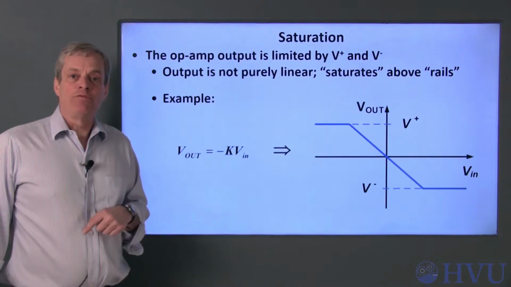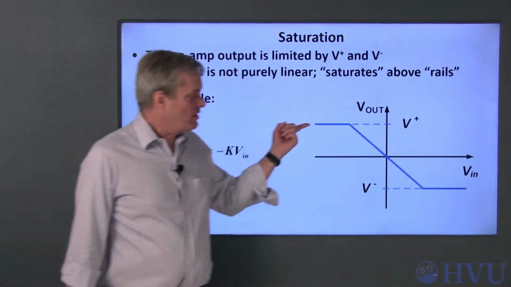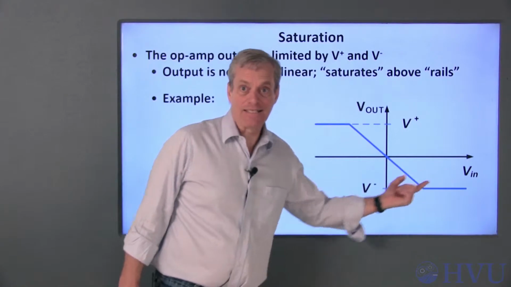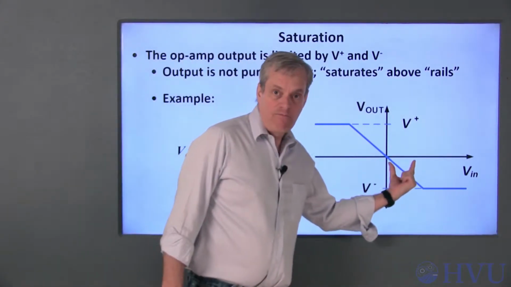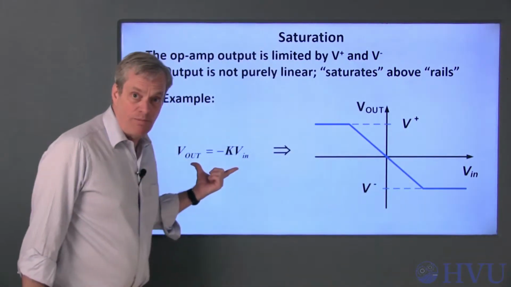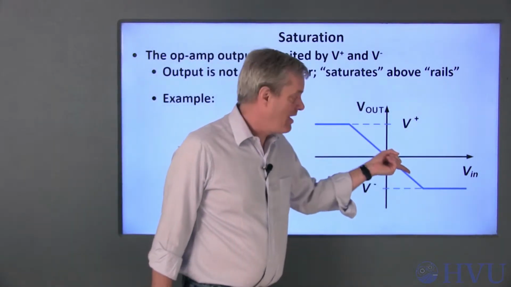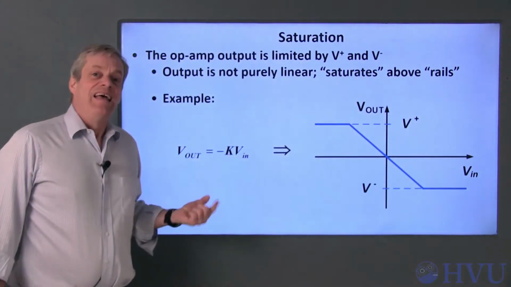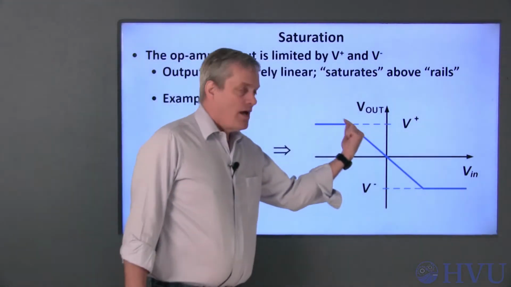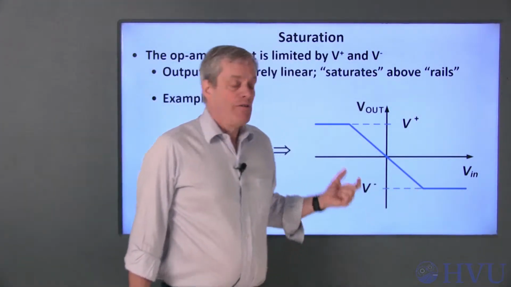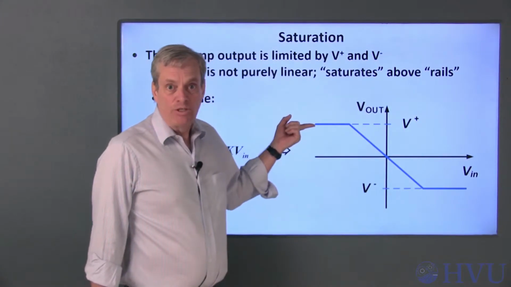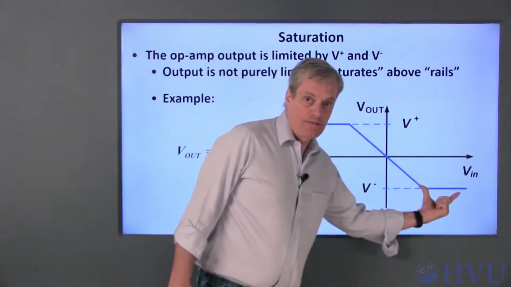If we plot the output voltage as a function of input voltage, we get a curve that looks like this. For small values of Vin, this relationship holds, and the plot of output versus input looks like a straight line with a negative slope. If the input voltage is increased beyond a certain value, though, the rails limit the output voltage and the amplifier saturates.